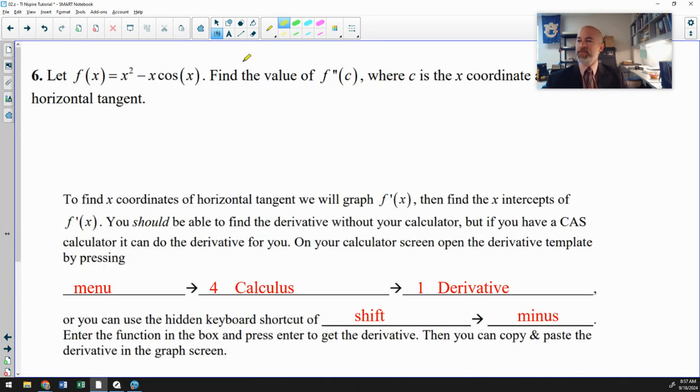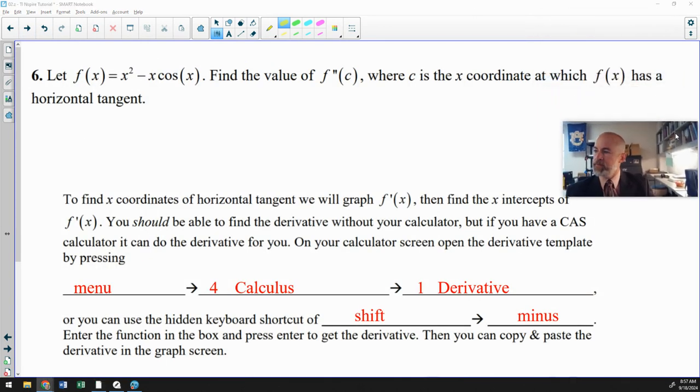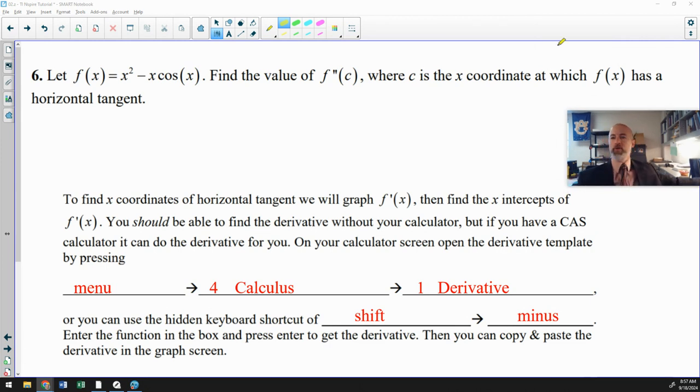So we have this function, and it's a pretty layered question, a lot going on here. We have f of x equals that stuff. Find the value of f double prime of c. So we want the value of the second derivative, which is a little bit unique. Usually you're only asked for the first derivative. But then we're asking for the value of the second derivative where your function has a horizontal tangent. So a few things to unpack here.